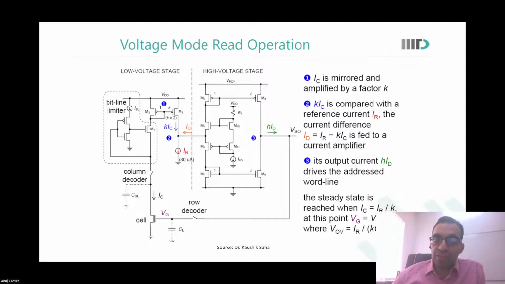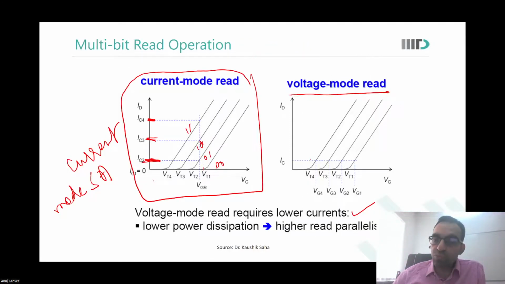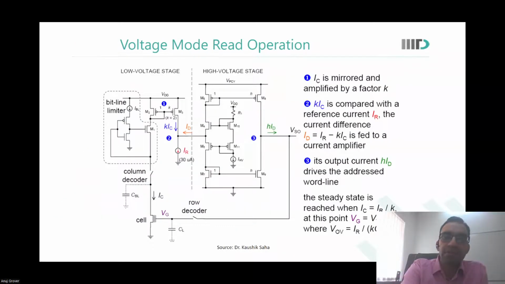So if we say that we were doing a voltage mode read operation, then what does the circuit look like? It could appear something like this. I want to sink, let us say, some cell current, IBL. Okay. So this is my bit line, and I know what is the cell current that is being sunk here.